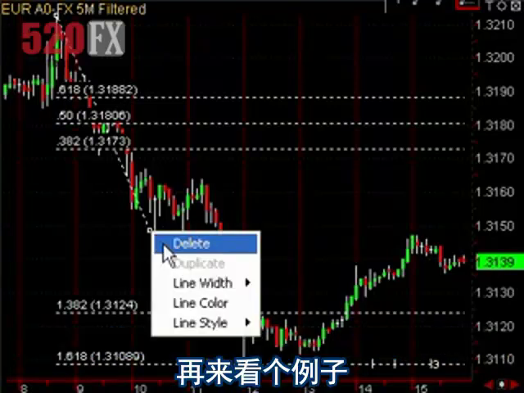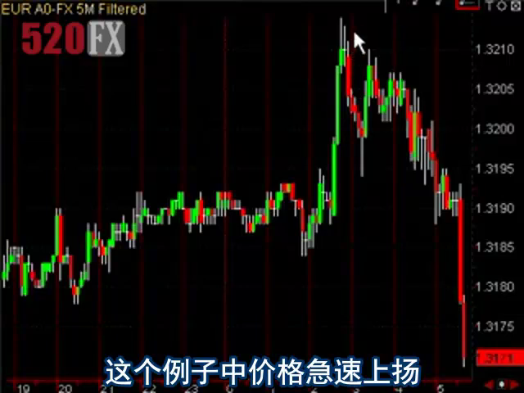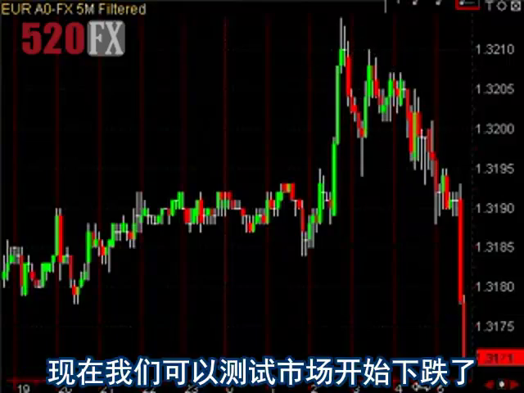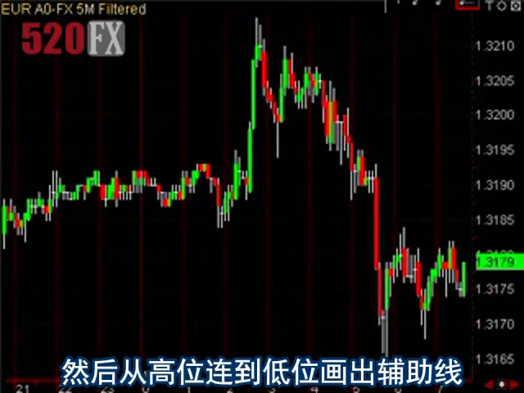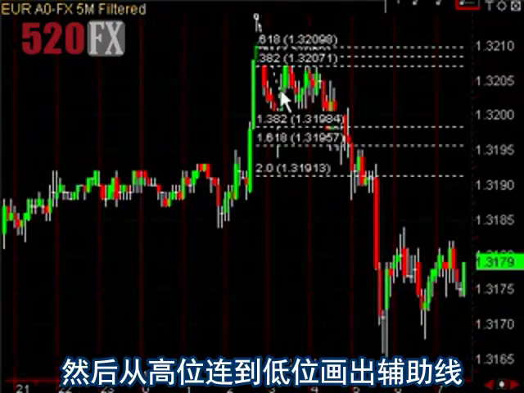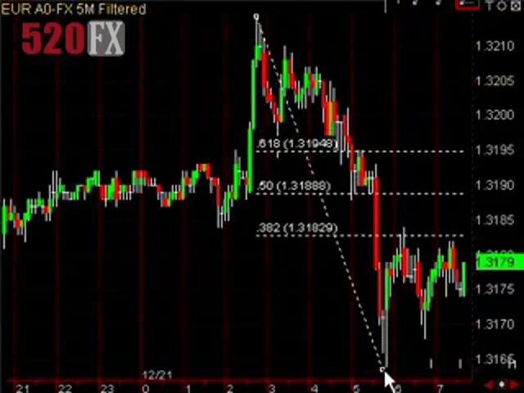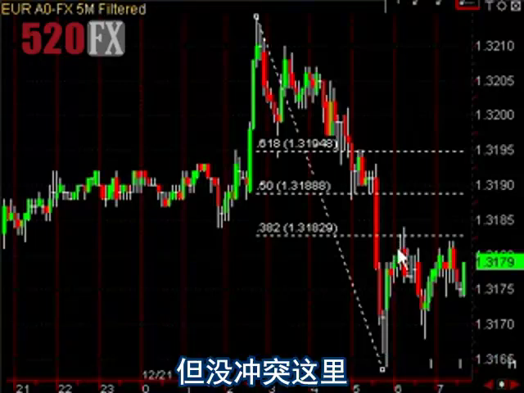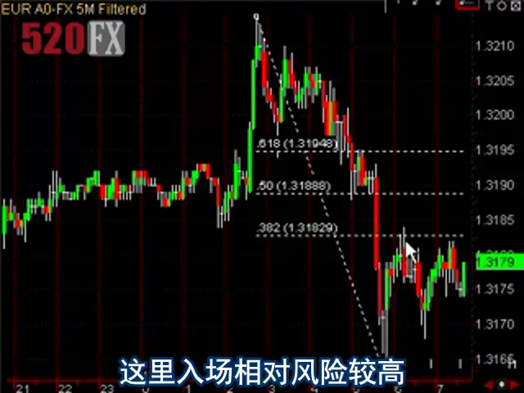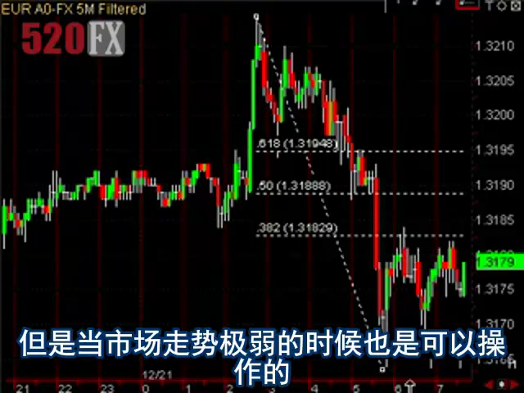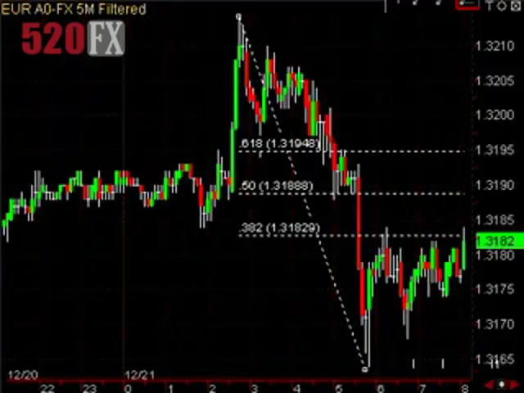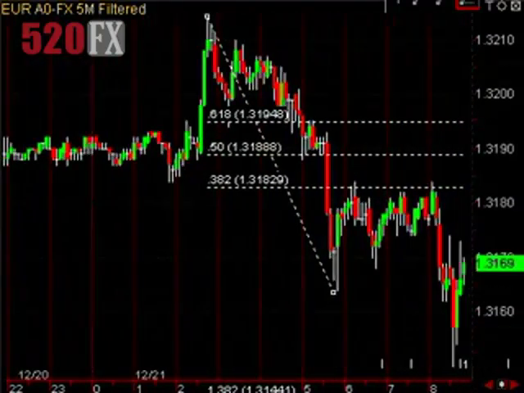Let's look at another example. Here's another example. The market shoots up, fails at the high, and comes back down, makes a lower low. We can now assume the downtrend's in place, and we want to scroll over, and if you draw your fibs on here from the high to the low, notice the market retraces right up to the 38% fib level and stalls. This is a relatively risky area to get into trades, but it does work when the market's really weak. Let's scroll to the right and see what happens.